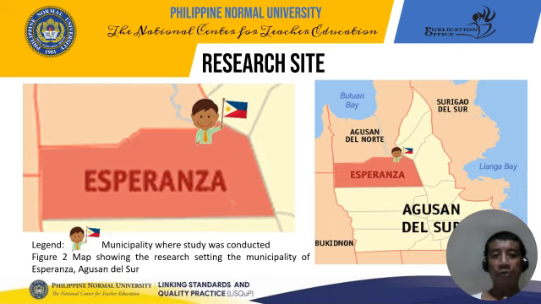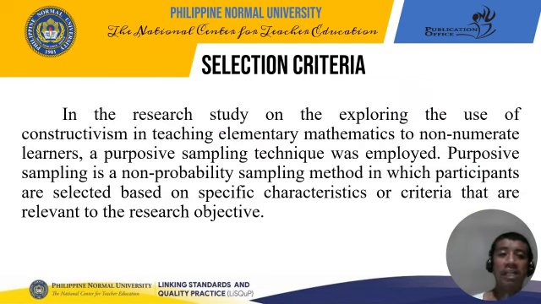In Figure 2, the map shows the research settings, the municipality of Esperanza, Agusan del Sur, where the study was conducted. In the research study on exploring the use of constructivism in teaching elementary mathematics to non-numerate learners, a purposive sampling technique was employed.